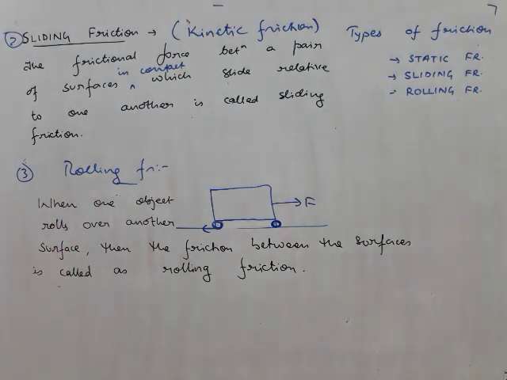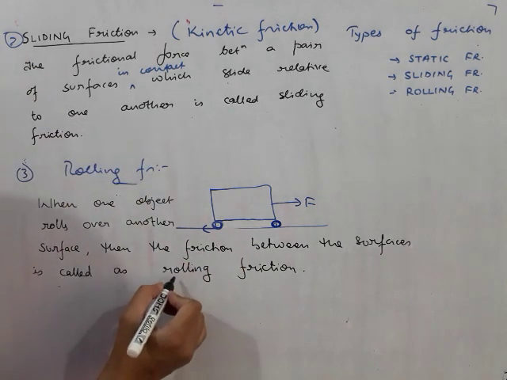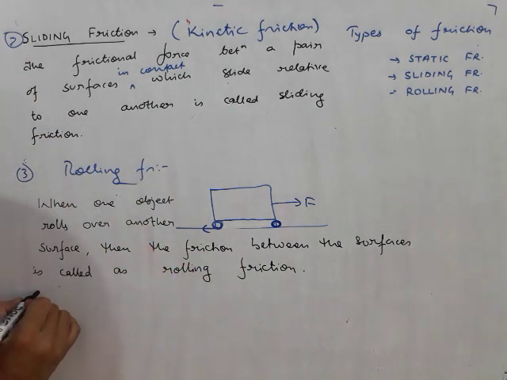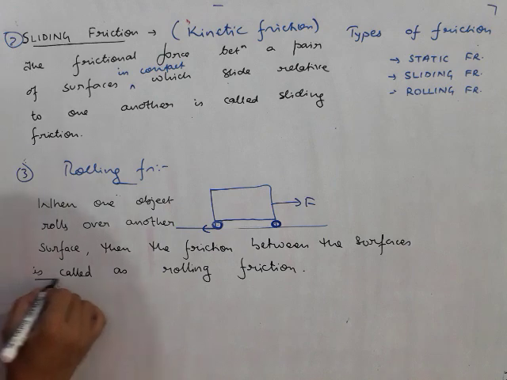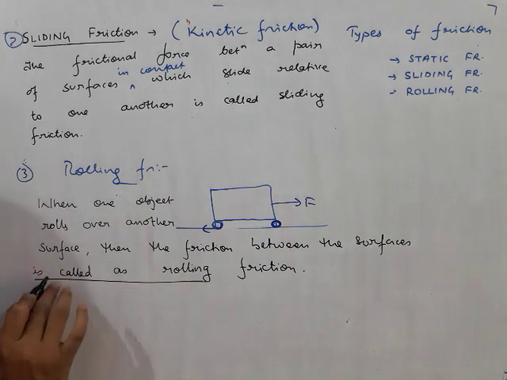So we can define rolling friction as this: whenever a body rolls over another surface, the friction between the two bodies or the two surfaces is referred to as rolling friction. About rolling friction, I told the students it is very, very less. So two statements I will give. This is all about the types of friction.